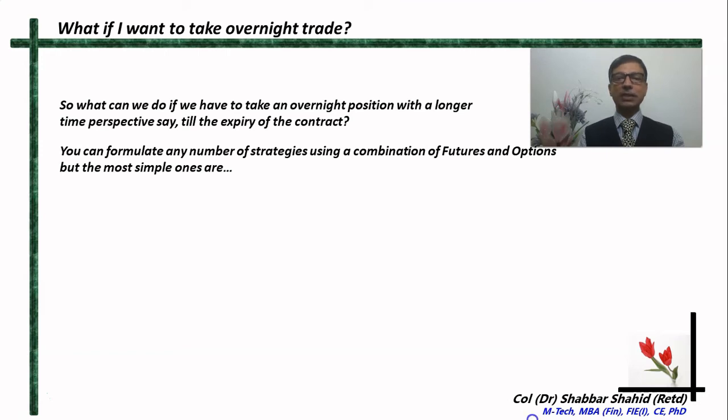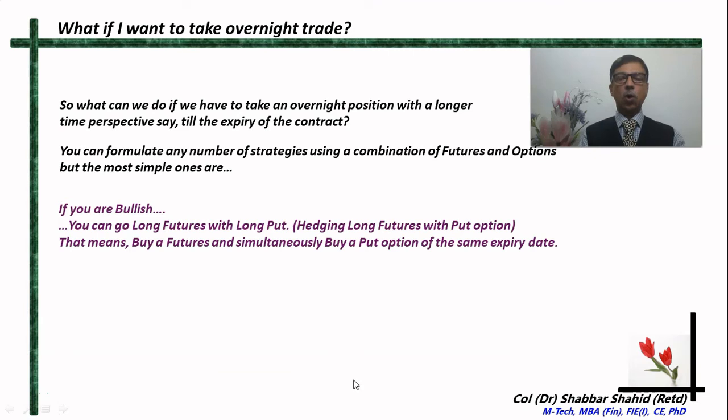But the most simple strategy, if you are bullish or if your analysis or your perspective tells you that the price is going to increase in the future, then you can go long futures and long put. It is also called as hedging long futures with put option. What it primarily means is that you buy a futures contract and simultaneously buy a put option of the same expiry date. The futures you are buying because your perspective is that the price is going to increase, but just in case the price goes other way, then the put option which you are buying will protect you.